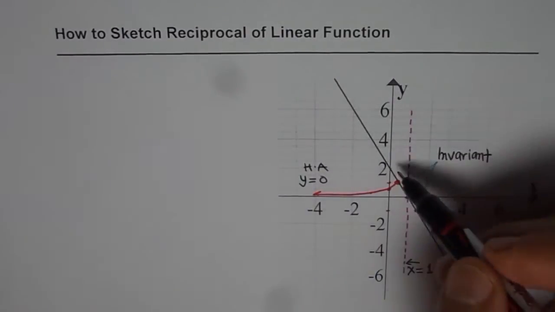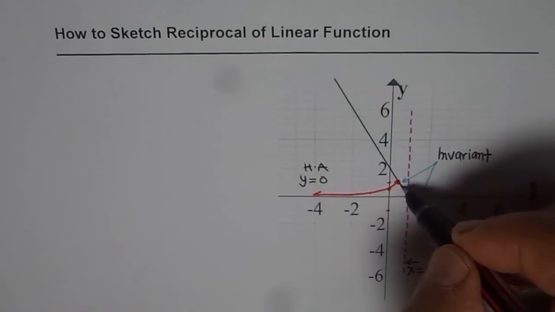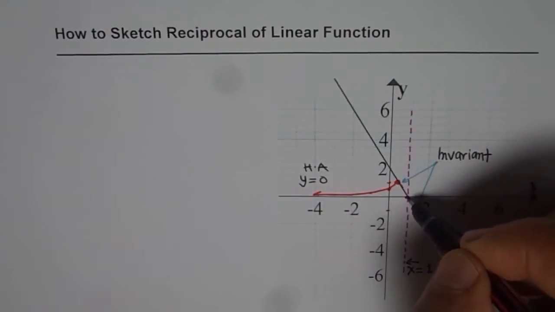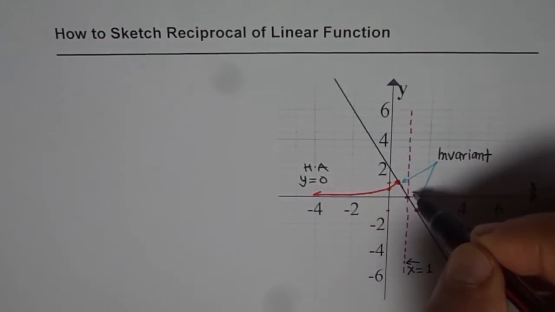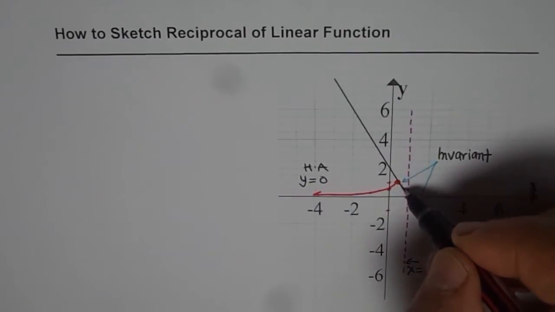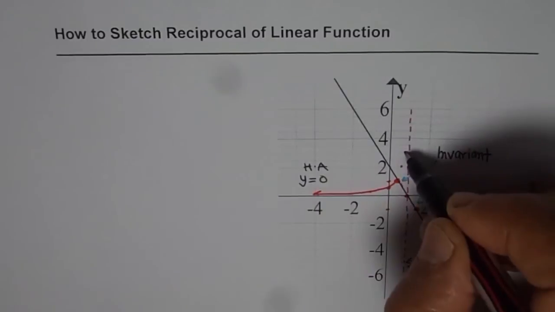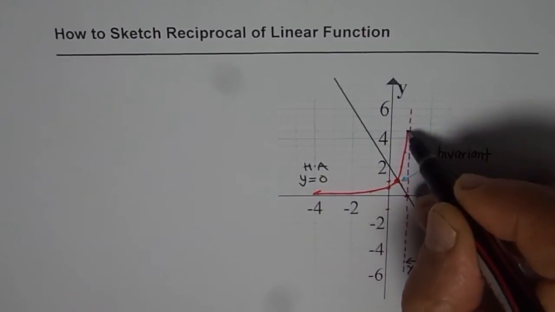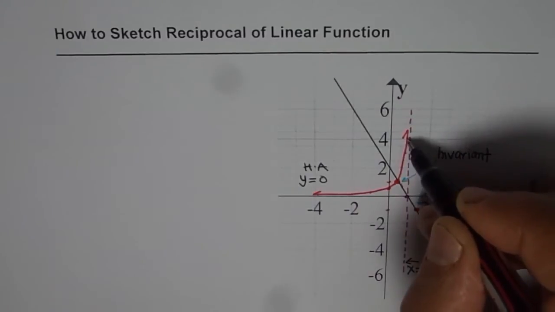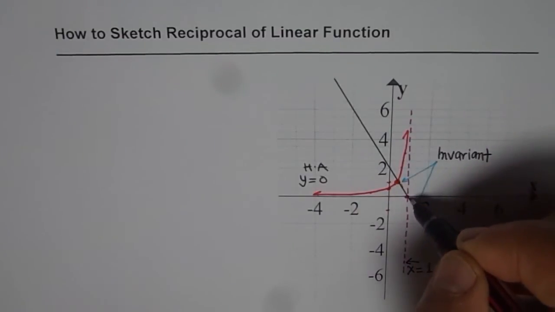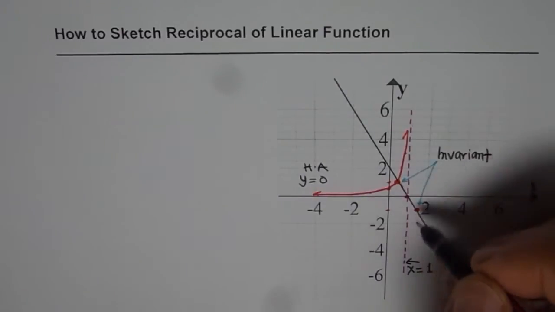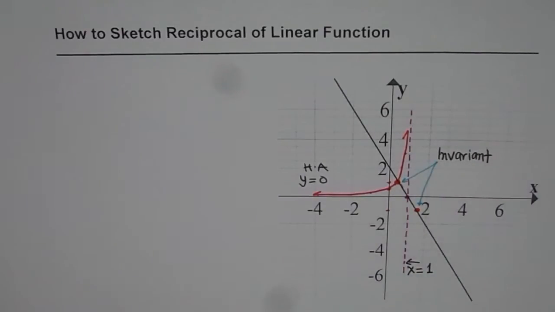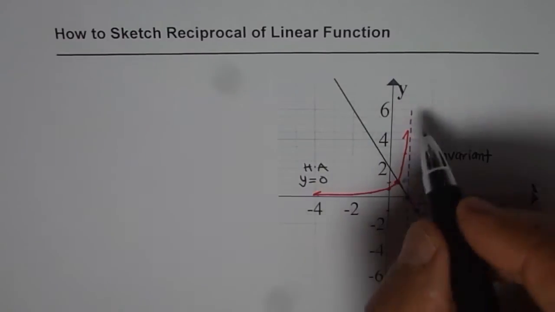Now the function value is decreasing. This is lesser than 1 but greater than 0. Still positive, reciprocal will be positive. If it is half, reciprocal will be 2. If it is 1/3, reciprocal will be 3. If it is 1/4, 4, and so on. So you'll find this to be increasing. So we get this part of the graph, which is as it approaches 0 from positive side, we are approaching infinity, positive side. And that gives you equation for vertical asymptote.